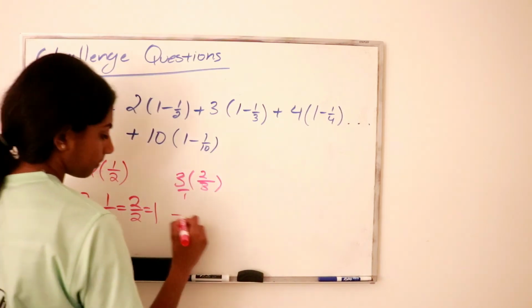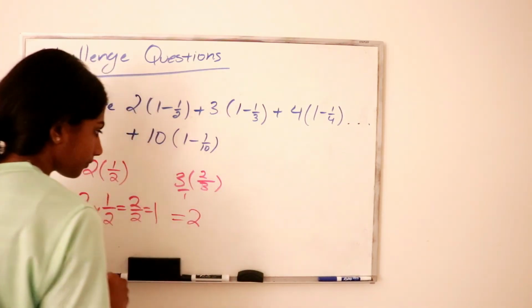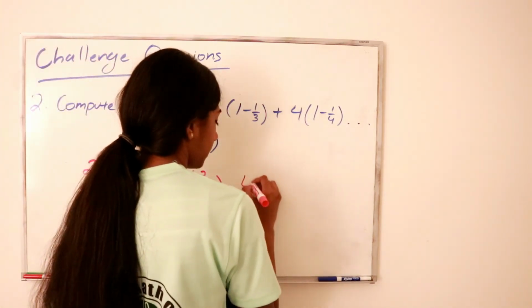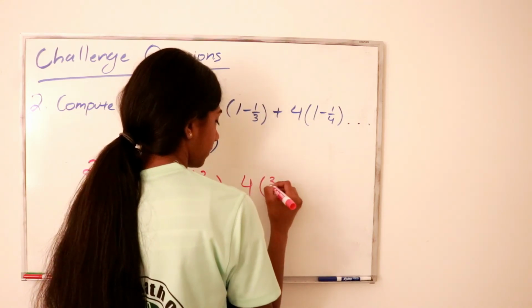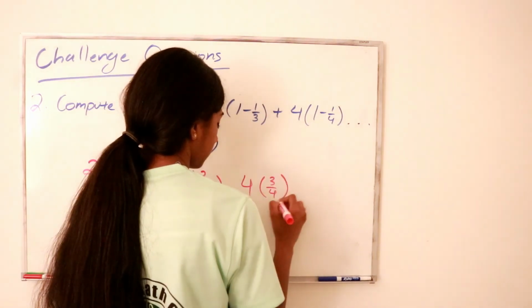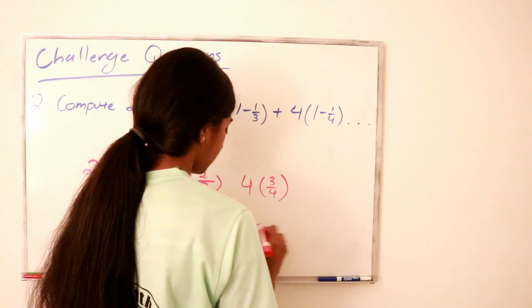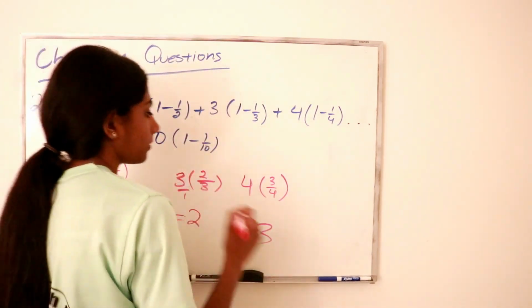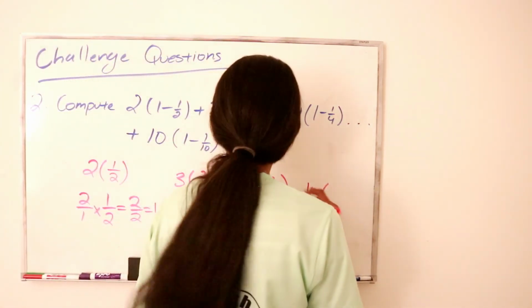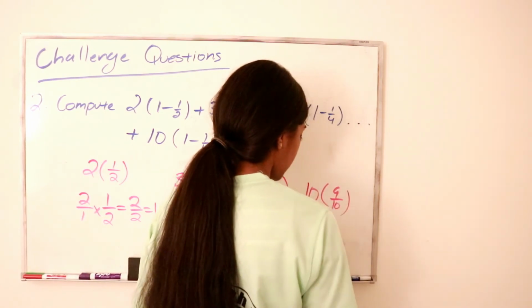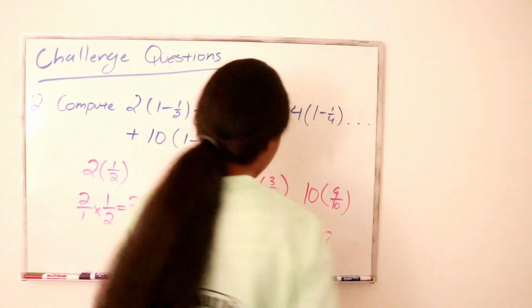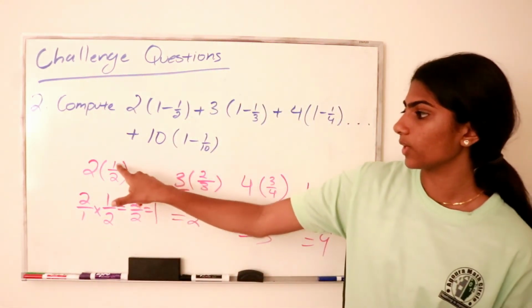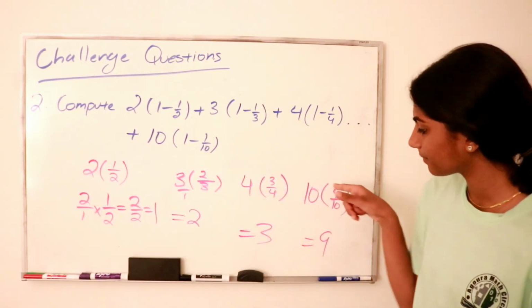So if we do all the math, we get 2. And then we're going to do the same thing here. 4 times 3 over 4. It's going to equal, do all the math, 3. And let's do the last term too. So 10 times, it's going to be 9 over 10. And our answer is going to be 9. So if you notice, it's always going to be the numerator of whatever we're multiplying by.